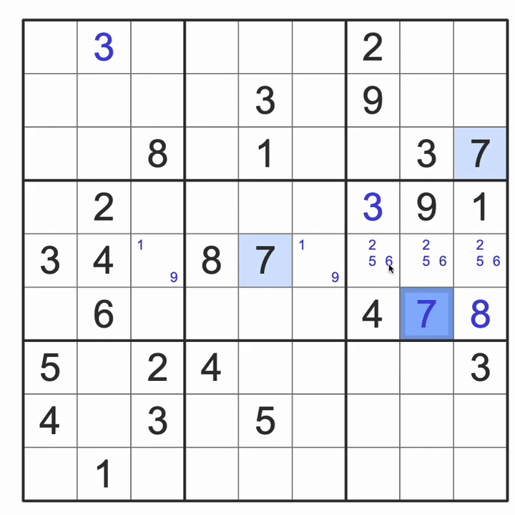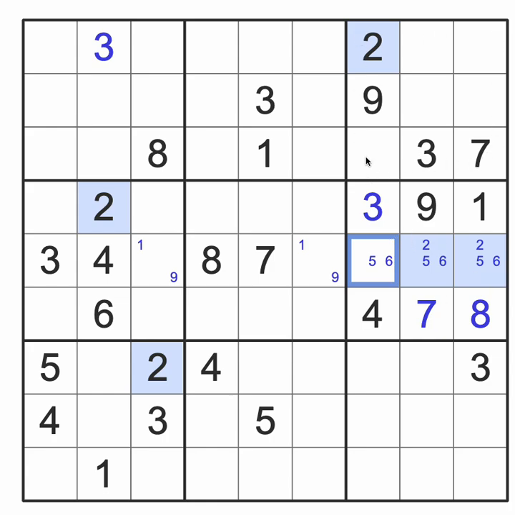Okay, and to clean this up a little bit, 2 here blocks this cell, gives me 5 and 6. 2 will be here or here. Okay, and I suppose the next step is the key.